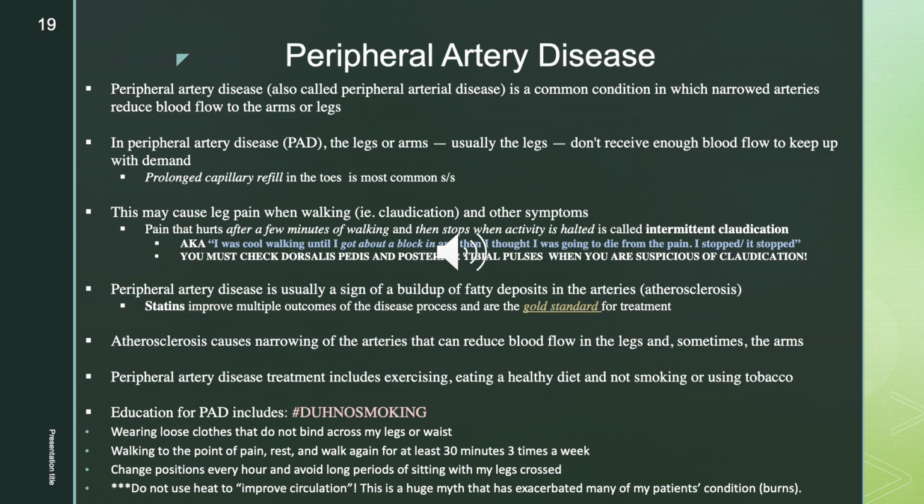Know that atherosclerosis, which we talked about earlier, causes the narrowing of the arteries. It's going to reduce the blood flow of the legs, sometimes the arms. And PAD treatment is exercising, eating a healthy diet, not smoking, not using tobacco, all the things, right? So when you have a patient that has peripheral artery disease, here is your education. And I have hashtag duh no smoking, because duh no smoking is something you would think that they would get. Nah, not so much. So make sure that you wear loose clothing, that it doesn't bind across the legs or the waist, because what would that cause? That would cause constriction, which will help with the occlusion, which is a bad thing, right?